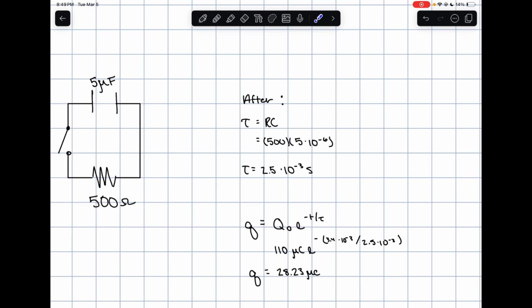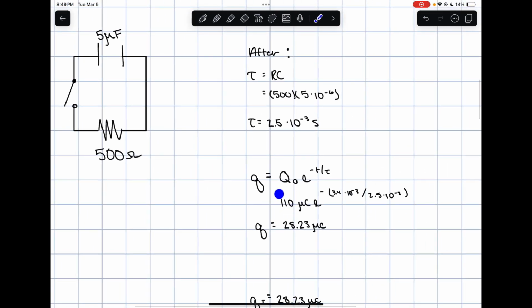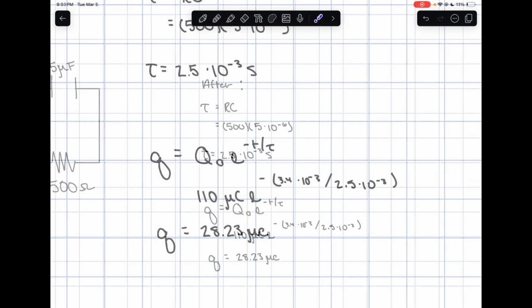Now, we finally found enough so that we can start plugging in and find the charge on the capacitors while discharging. We can start by using the 110 microcoulombs as our total charge. E is going to stay the same. We can use the given time of 3.4 times 10 to the negative third seconds, which we converted from 3.4 milliseconds, over tau, which we just calculated to be 2.5 times 10 to the negative third. From there, we get that charge is equal to 28.23 microcoulombs after this circuit has been discharging for 3.4 milliseconds.